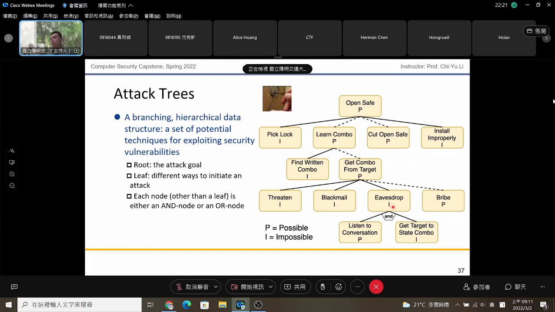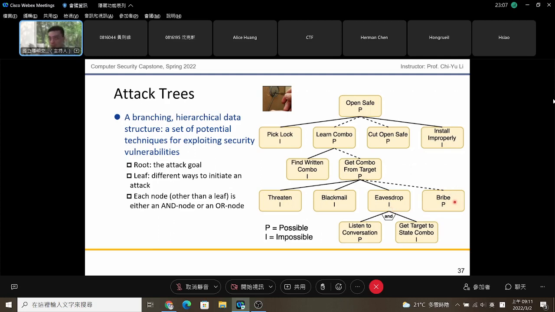And the third, eavesdrop. We may try to eavesdrop on the trade between owner and other people. But this is impossible, because if we want to eavesdrop on the trade to learn the combo, we need to listen to conversation. This is possible, but it may be impossible to get the target to speak out the combo code. So we can conclude that it is impossible to use eavesdropping to get the combo code.